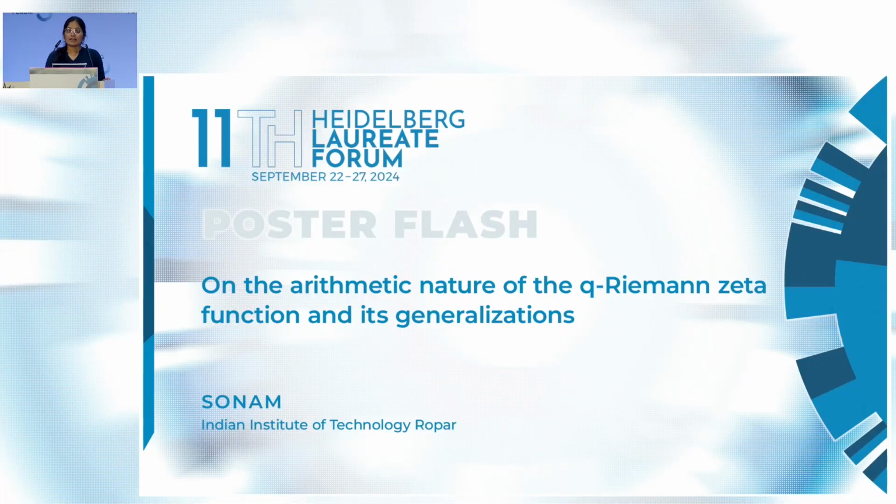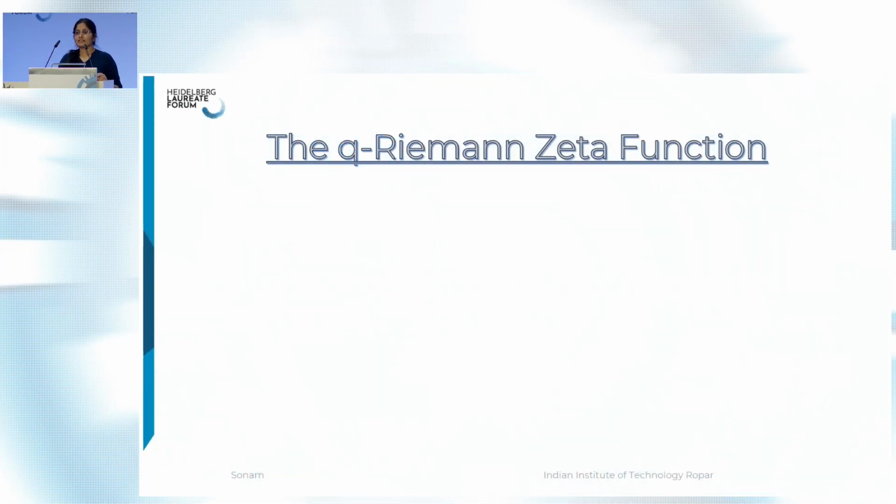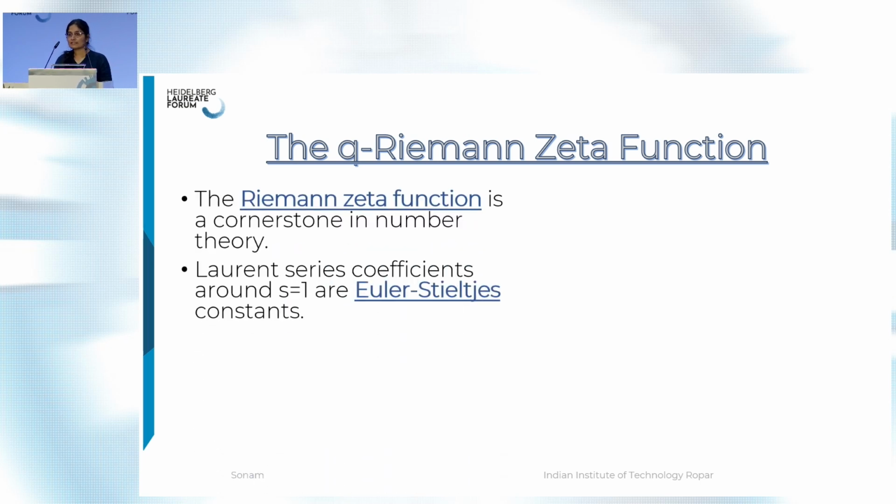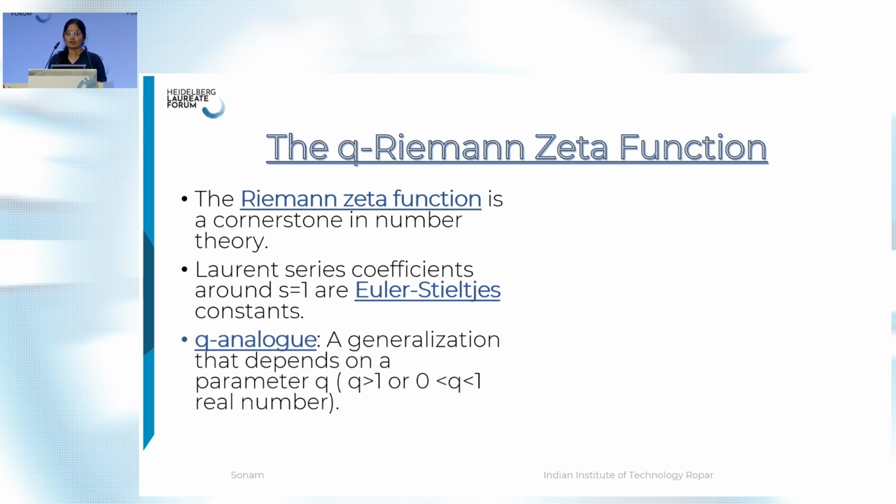Okay. So the Riemann zeta function is one of the well-known classical functions in number theory, and so are its coefficients present in the Laurent series expansion around s equals 1, and they are commonly known as Euler-Stieltjes constants. So basically, my work deals with one of the generalizations of this function and its coefficients, which is known as the q-analog. The q-analog is a type of generalization which depends on a parameter q, where q is any real number greater than 1 or between 0 and 1. Also, q-analogs of any classical objects are not unique.